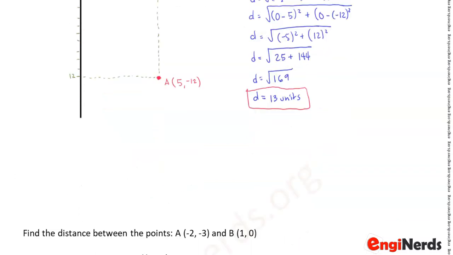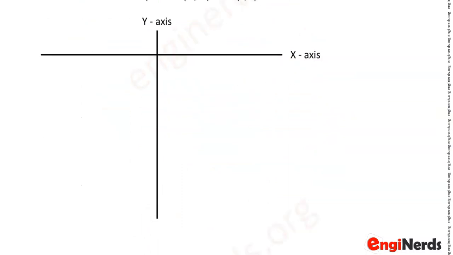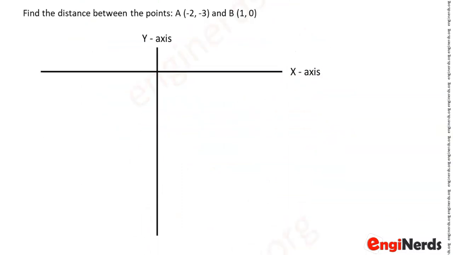Then, let's proceed sa sunod na problem natin. In here, ang question natin is to find the distance between the points A and B, in which yung A ay may coordinate na negative 2, negative 3, at ang B naman ay may coordinates na 1 and 0. So, ilocate muna natin yung point A natin, no? So, ang point A natin is located to negative 2. This is negative 2 and negative 3. So, 1, 2, 3. So, itong negative 3.